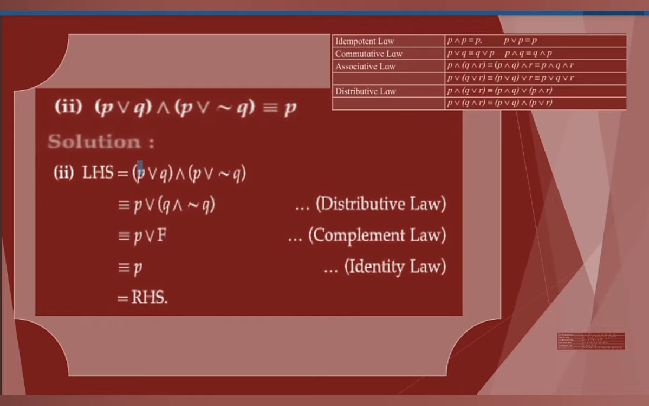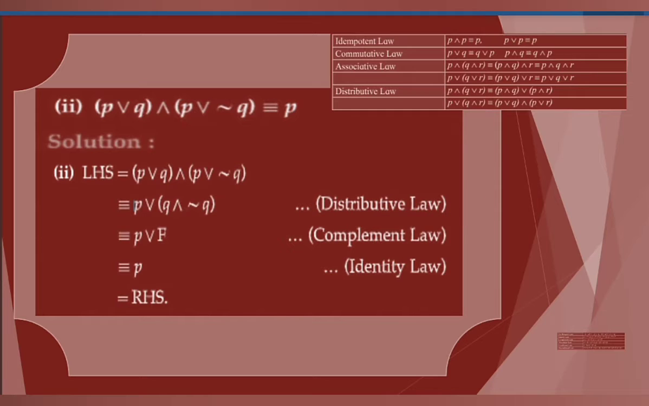Let's use the distributive law in this statement. See the distributive law in the table again. P or Q means take common. Here there are three statements: P, Q and negation Q, then take common P. This P is common. Write it down here, and the remaining Q and negation Q goes in the bracket. This is the distributive law. Now again apply the complement law.